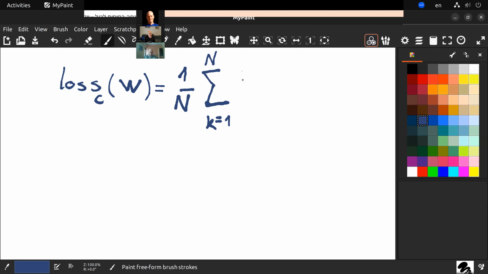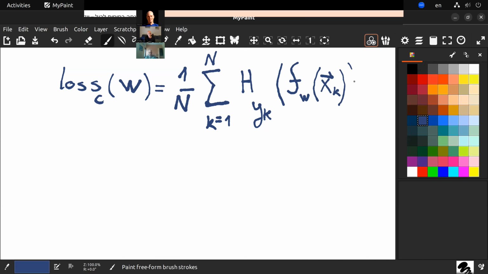Capital N, K runs from 1 to capital N. And we are talking about H, which is cross entropy between two probabilities. One is YK, which is my labeling. And the other one is, do you remember, the softmax of F of W of X, which is a vector, K. So this is our loss function.